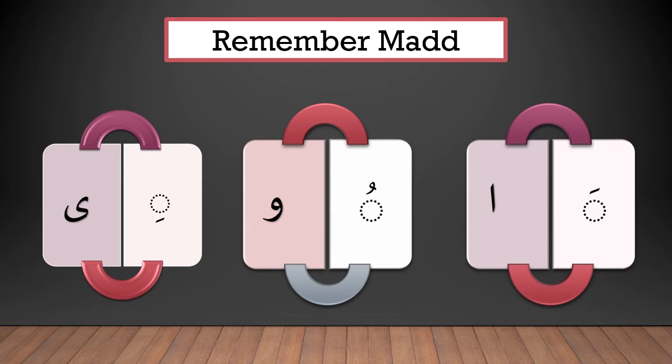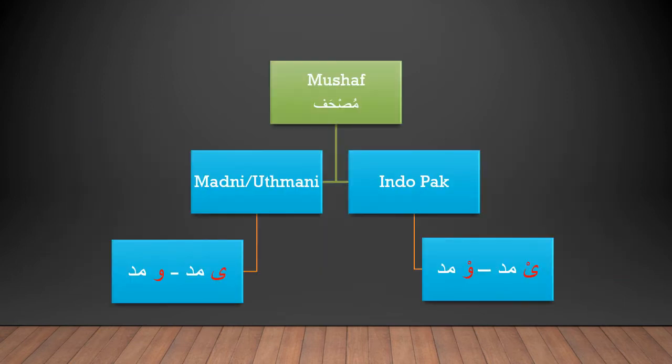I want to tell you about the 2 common types of mushaf that people read. The first one is Madni Mushaf, which is also called Uthmani script. The second type is Indo-Pak Mushaf. If you read Madni Mushaf, you'll notice that Waw Mad and Ya Mad will have no sukoon sign, whereas in Indo-Pak Mushaf, Waw Mad and Ya Mad both will have a sukoon sign. Whereas Alif Mad in both Mushaf will be free of any sign. Please share with us in the comments which mushaf you read.